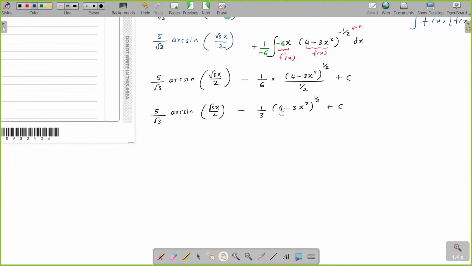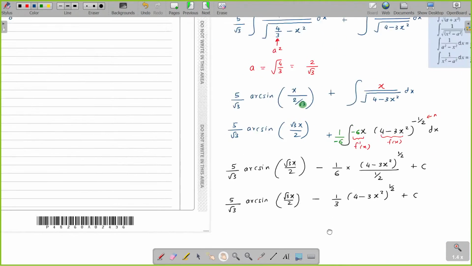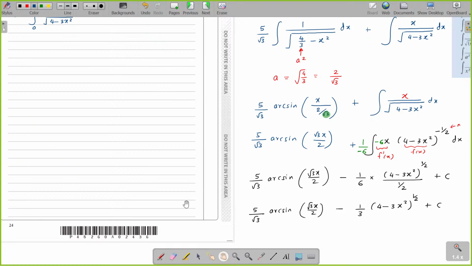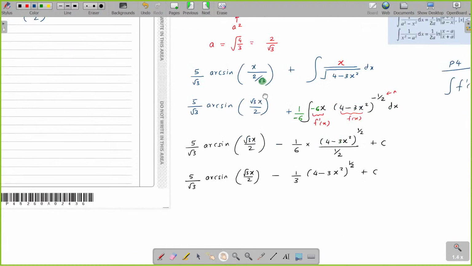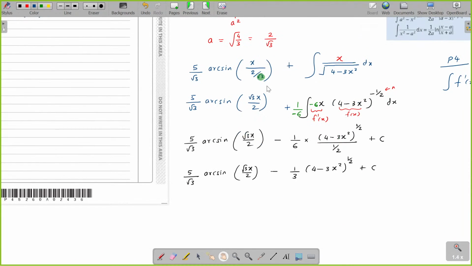So I have here the answer. The integration answer is 5 over root 3 arc sine root 3x over 2, the answer from part A, and then minus 1 over 3, 4 minus 3x square to the power half.